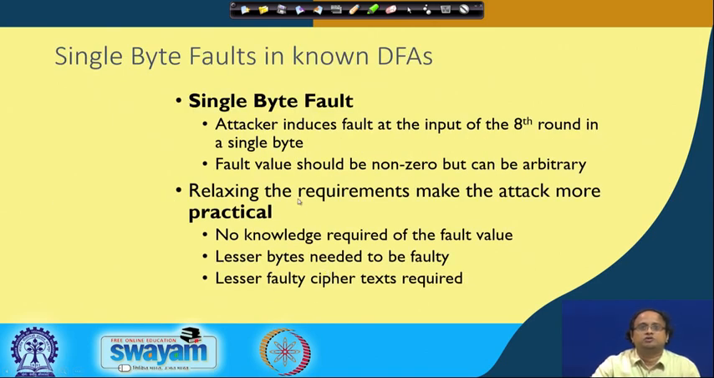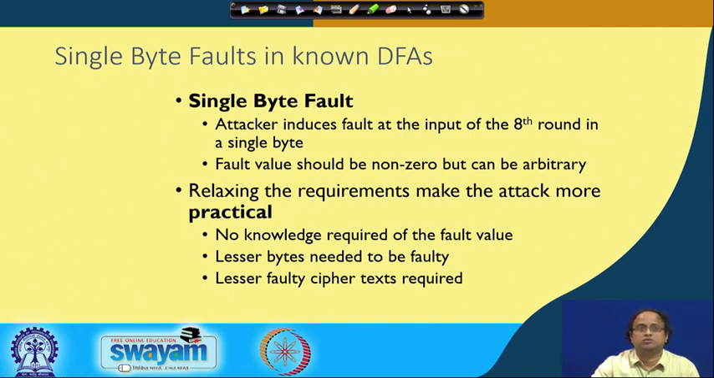So, therefore, we will be talking in particular about single byte faults. That is, the attacker is inducing a fault at the input of the 8th round in a single byte of AES, and the fault should be non-zero, because if the fault is 0, then there is no fault. So, we will just assume that the fault is non-zero, but it can take arbitrarily any value. So, I will be relaxing the requirements.